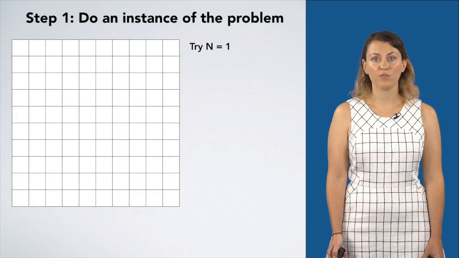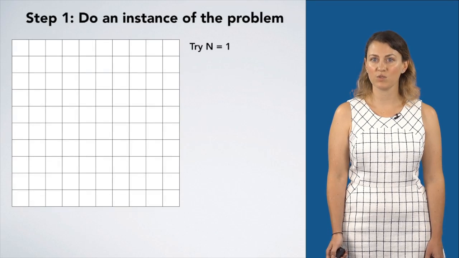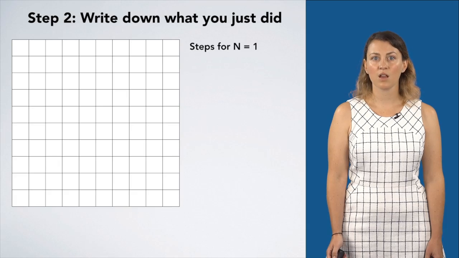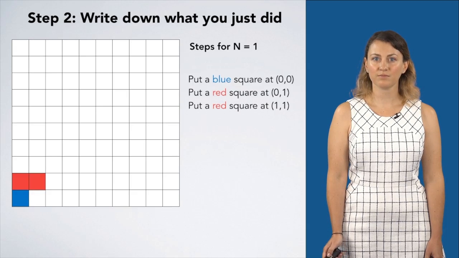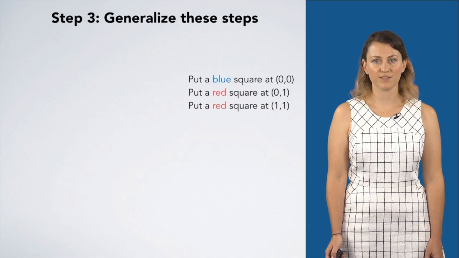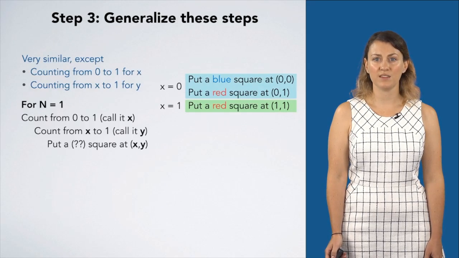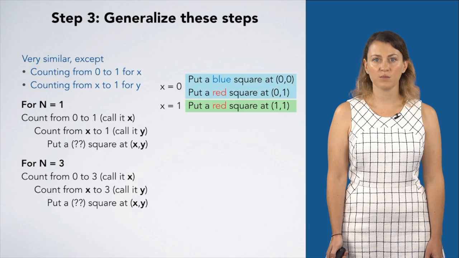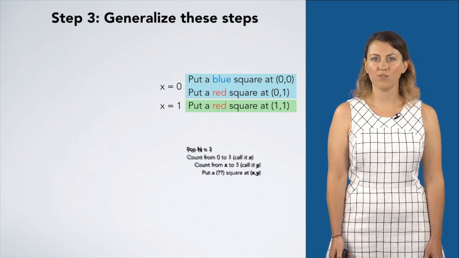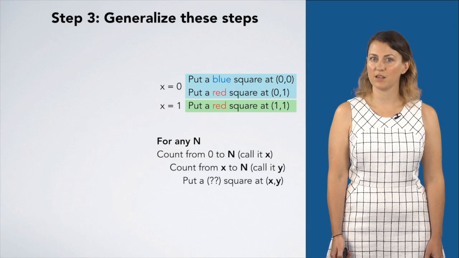So for example, if we went back and performed step 1 for n equals 1, we end up with this pattern. And when we do step 2, we write down these steps. If we go through the generalization process again, we see that we come up with these steps. Count from 0 to 1, call it x, count from x to 1, call it y, then put a square of some color at x,y, which is very similar to n equals 3, except this number has changed. For any n, we count from 0 to n based on the pattern from our examples. Now we have a more generalized algorithm.